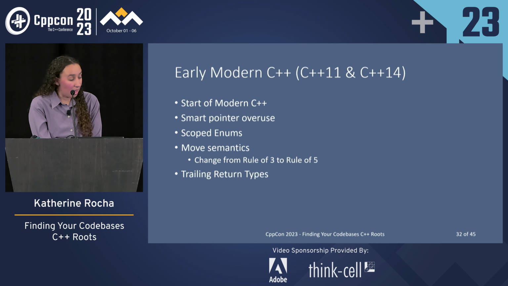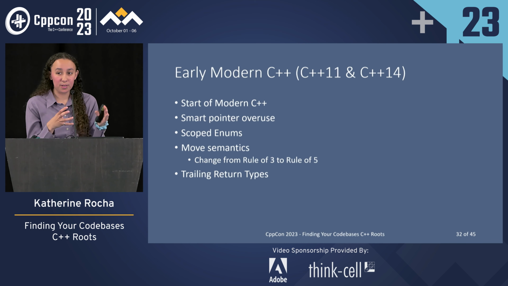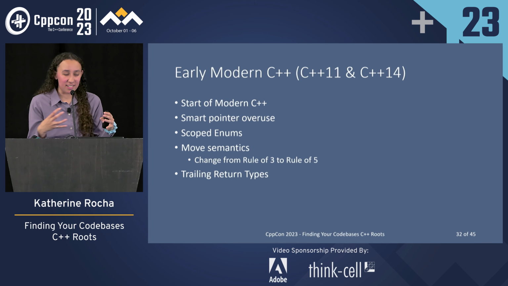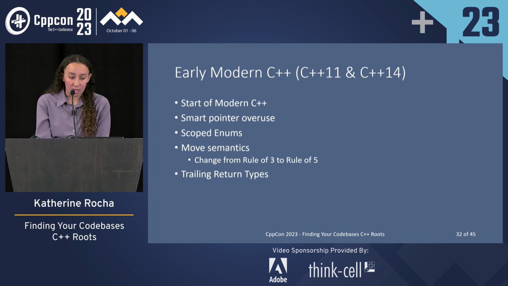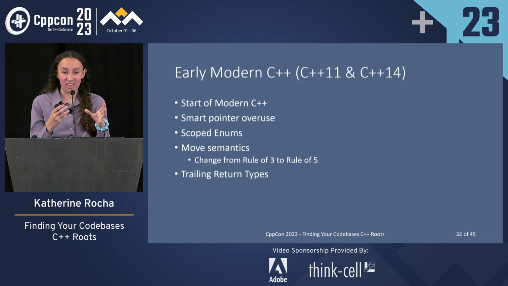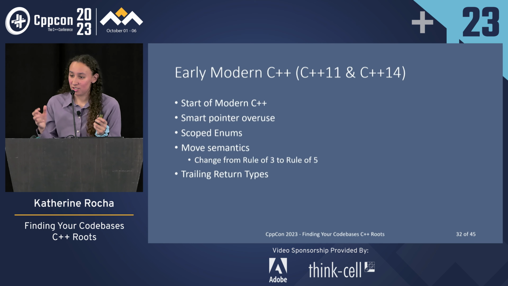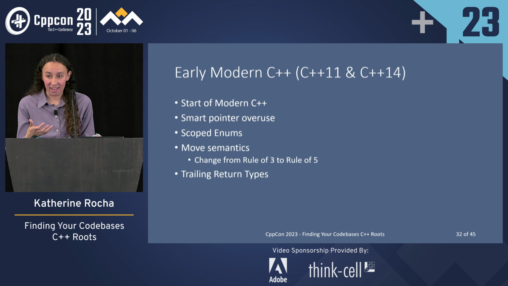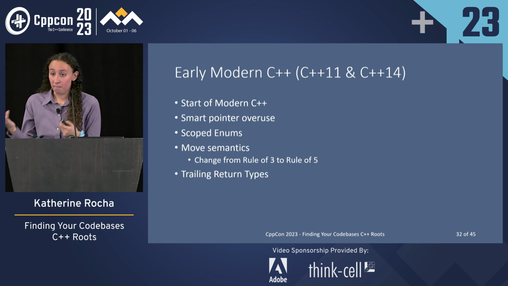Cool. And now we're going to get into early modern C++. This is grouping C++11 and C++14 because they're pretty similar and there's a lot of things that can get mixed up. This is where we have that smart pointer overuse, which goes back to that original thing of overusing one thing. So we're just going to end up using it everywhere and it'll be okay. That's not to say smart pointers are bad, but we're overusing them in this context.